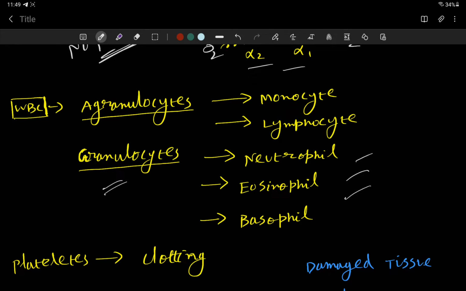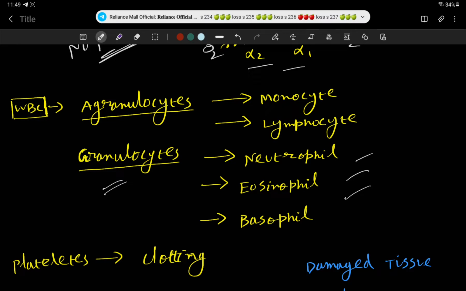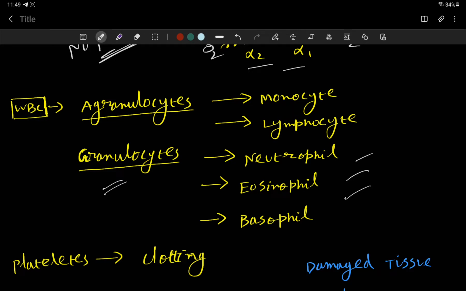Next, there are agranulocytes. The first one is the monocyte. This turns into a macrophage. They also act as phagocytic cells in our body. And the remaining one is the lymphocyte. It forms antibodies, and it is the most important kind of WBC from the perspective of our immunity or immune system.